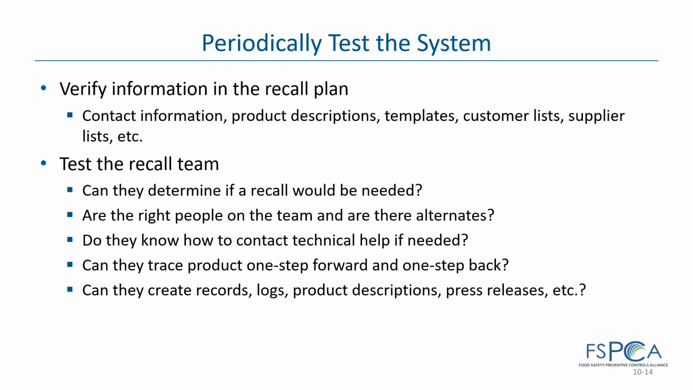So part of this is going to be verifying the information in the recall plan. Periodically testing the system means going through and making sure all of your contact information is correct. Do you have a procedure for the product dispositions? Do you have templates for any of the letters or notifications that you're going to send out? Updated customer lists and supplier lists are definitely important aspects as well.